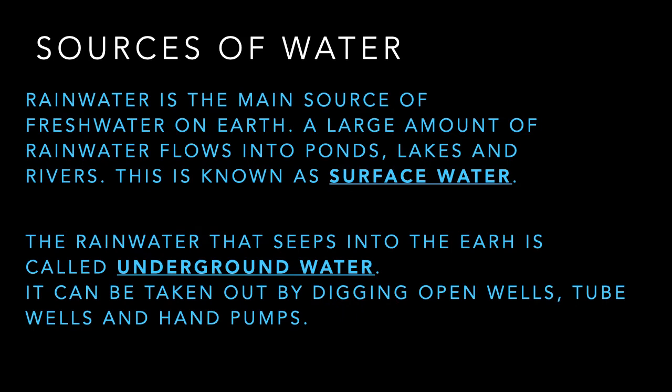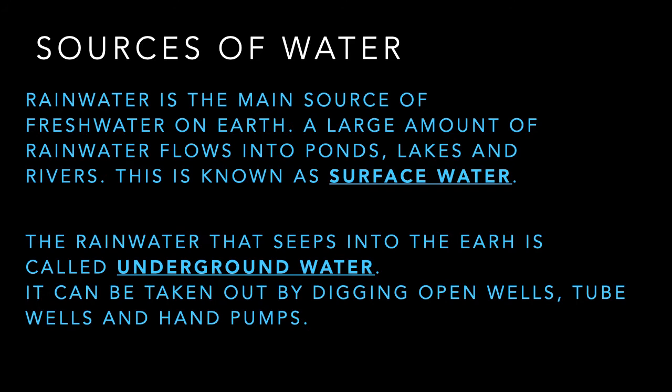Now we will read sources of water. Rainwater is the main source of fresh water on Earth. A large amount of rainwater flows into ponds, lakes and rivers. This is known as surface water.